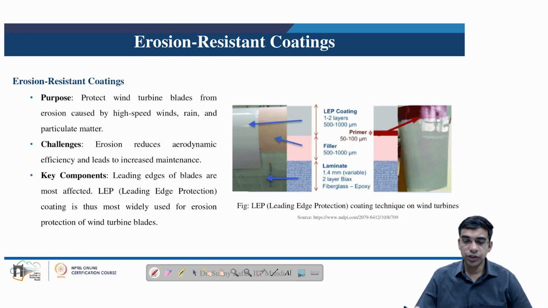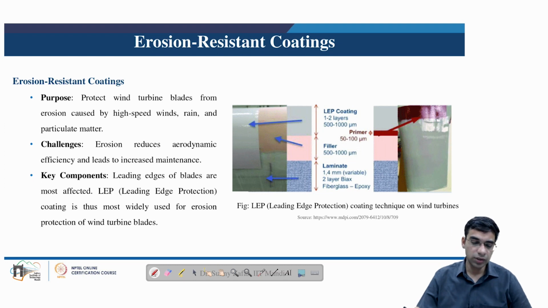Next are the erosion resistant coatings. Erosion resistant coatings are specially applied on the leading edge of the wind turbine blade. These coatings protect the wind turbine blade from high speed winds, rain and particulate matter. The challenge is erosion. If it takes place on the leading edge of the wind turbine, it reduces aerodynamic efficiency and leads to increased maintenance. Now, the key components where the erosion resistant coatings are applied.